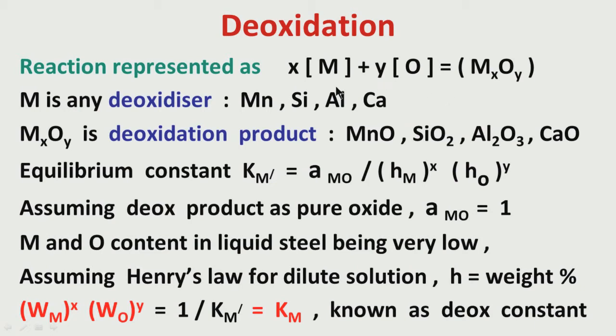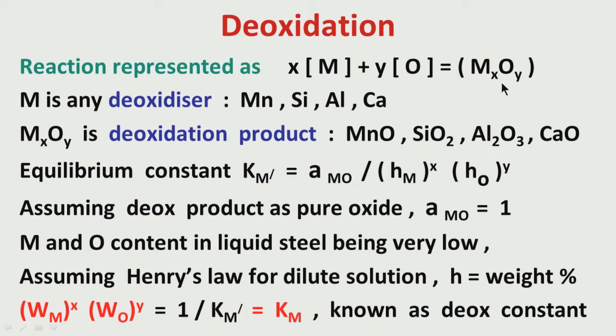So, the reaction is x M plus y O giving a deoxidation product like MxOy. When we are deoxidizing with aluminum, the product is Al2O3. So, x is 2, y is 3. So, 2 atoms of aluminum react with 3 atoms of oxygen, giving rise to Al2O3, the molecule Al2O3.